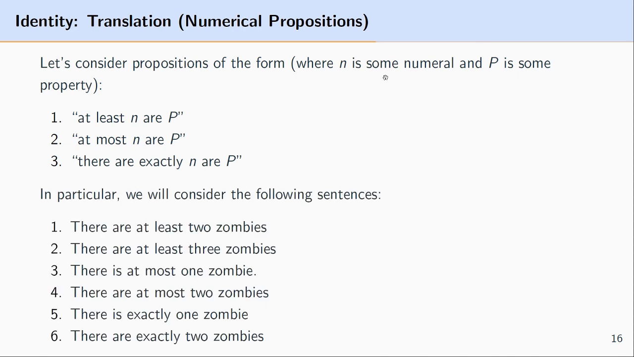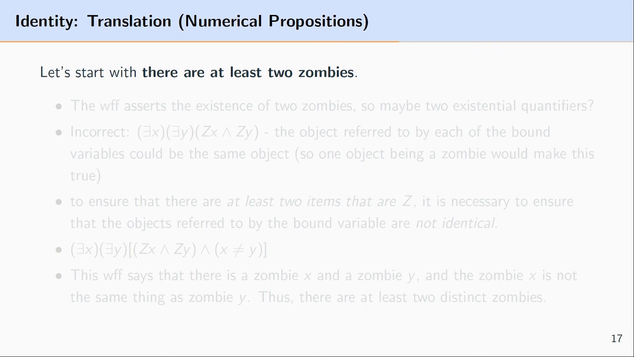There are at least two zombies, at least three zombies, at most one zombie, at most two zombies, and then exactly one zombie, and there are exactly two zombies. We'll translate each one of these sentences. So let's start with the sentence, there are at least two zombies. One thing to note is that this sentence asserts the existence of two zombies. It says there are at least two zombies.